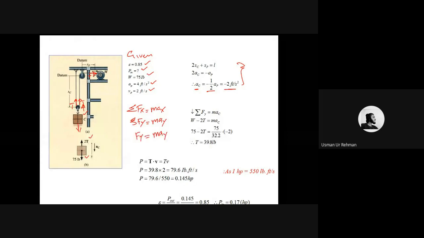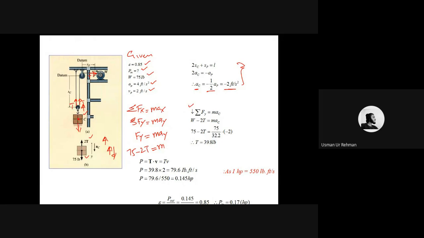And the object is moving upward. So summation of forces in y direction, this should be equal to, it depends on you whether you take upward as positive or you take downward as positive. So if we take downward as positive, as they have taken over here, in that case, the 75 lb minus 2T should be equal to ma, basically the acceleration of point C, which is in the y direction.